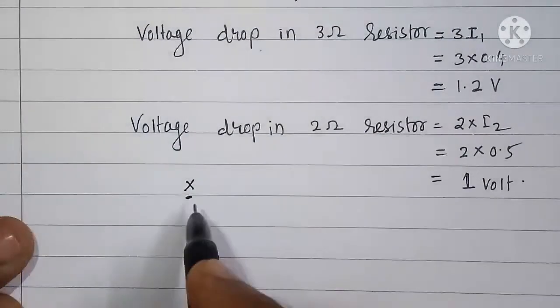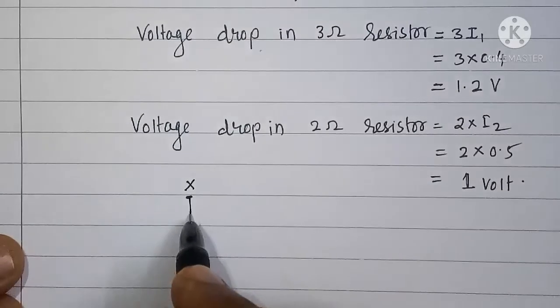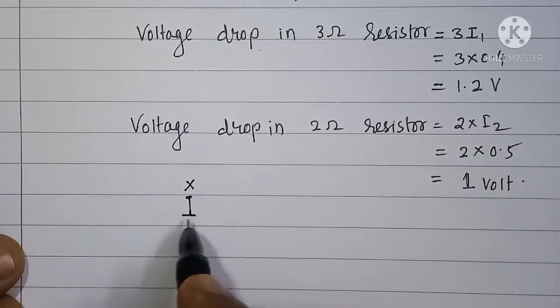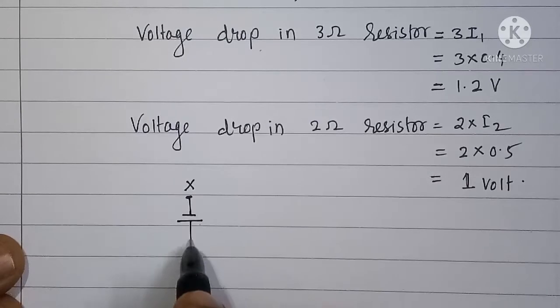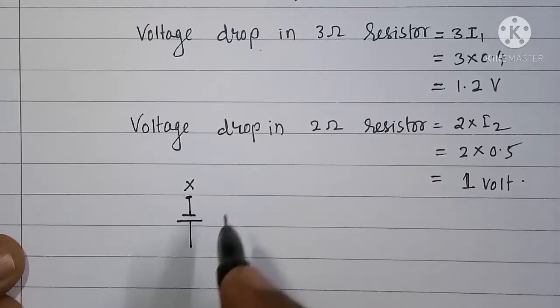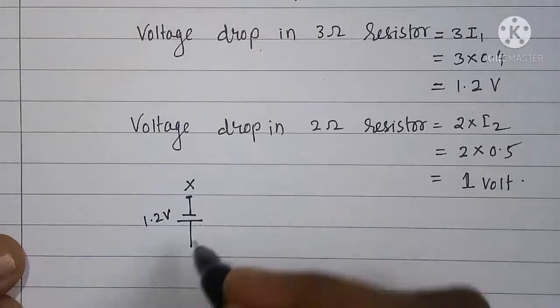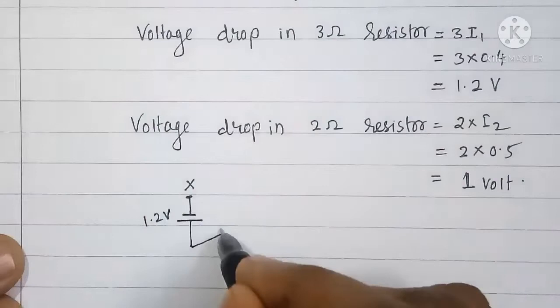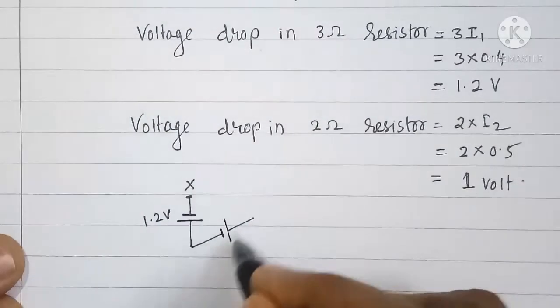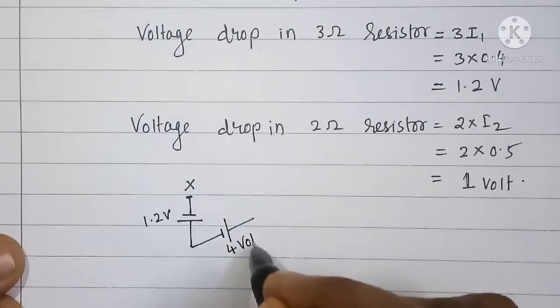Point X, the drop in the 3 ohm resistor is 1.2 volt. And then here we have the 4-volt source.